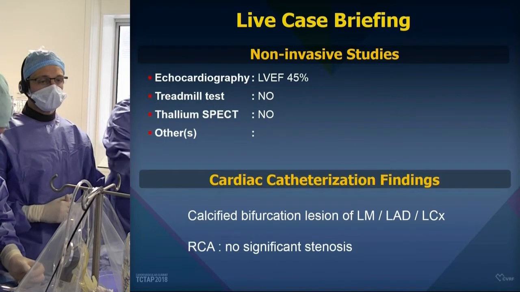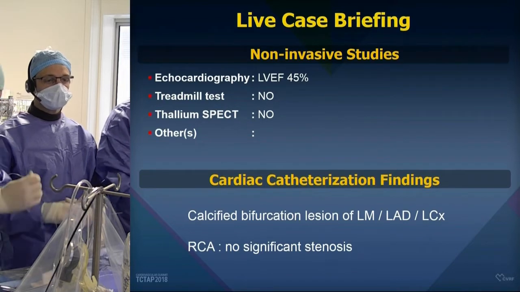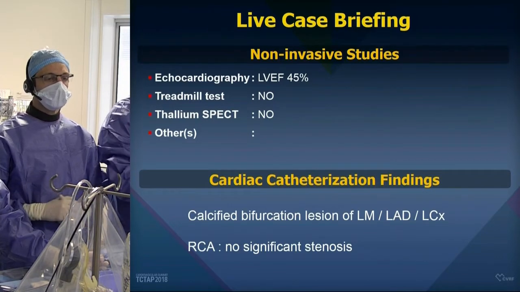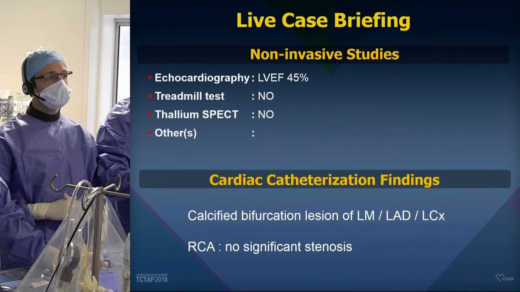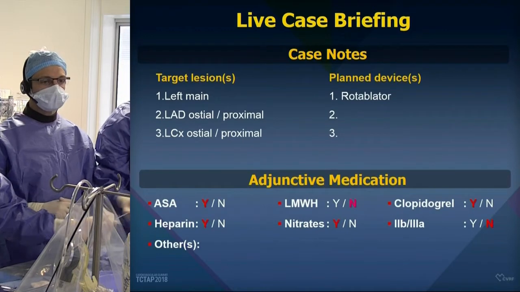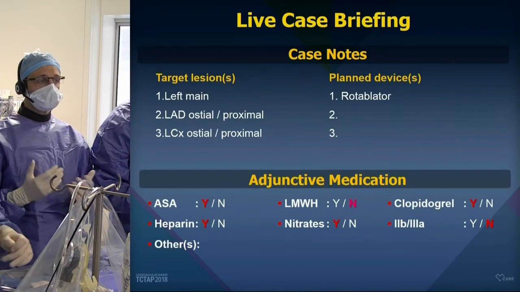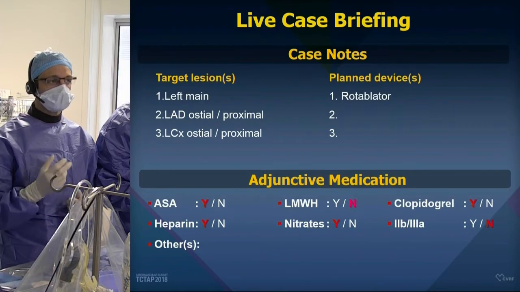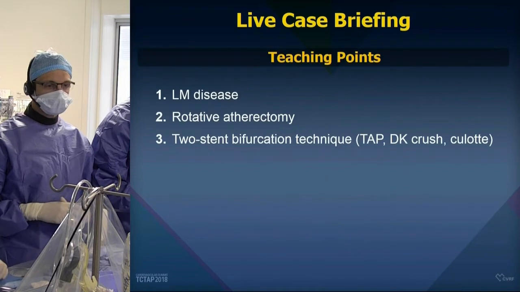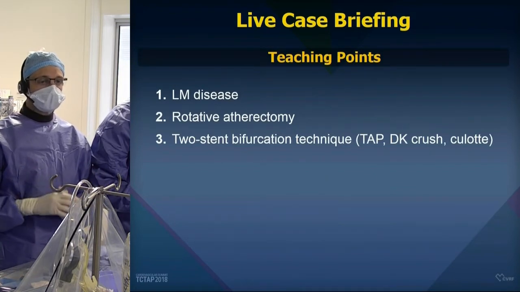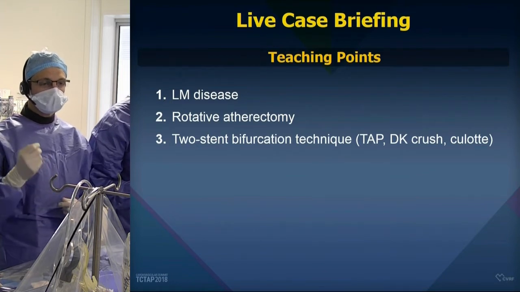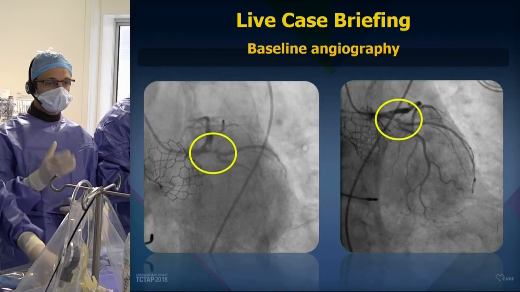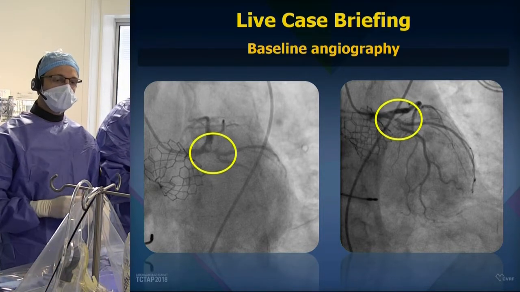The echography shows a slight impairment of the left ejection fraction, and the catheterization of the coronary shows a very critical and complex lesion of the distal left main involving both ostia of the circumflex and the LAD. Because this lesion is probably driven by the radiation, it's a very calcified lesion, and we plan with Jean to perform a preparation of the plaque with rotablation. The key points of this case are that we deal with left main disease, we will need rotative atherectomy, and because the two ostia are involved, a two-stent bifurcation technique. You can see on the angio this critical lesion involving both the ostia.